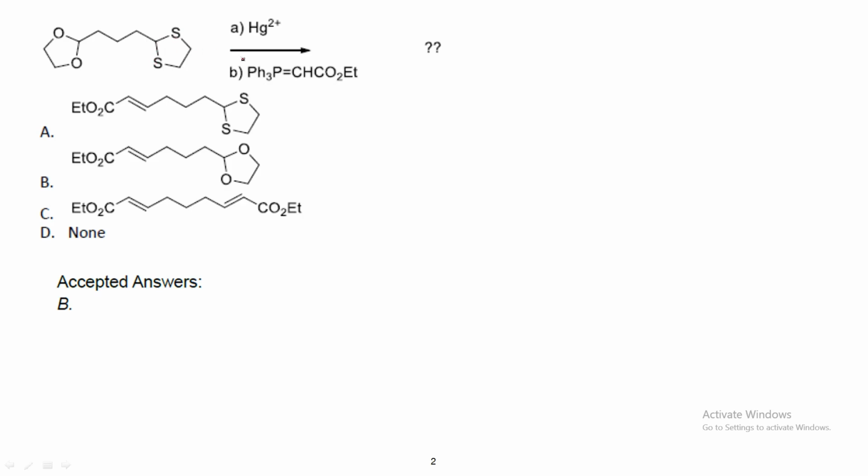So the second step is the Wittig reaction, and you can see this is a stabilized Wittig, so it would give us an E isomer. That much we can say just from looking at the reagent. So if we correlate with that, you can see this oxygen, the A part, is unreacted, but in the presence of Hg2+ it is not possible. So A is how we can eliminate.